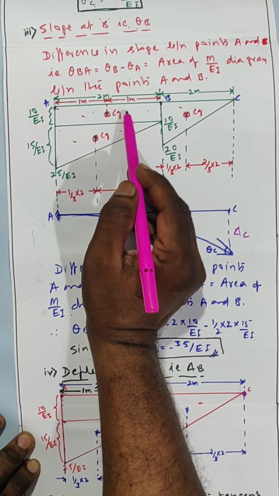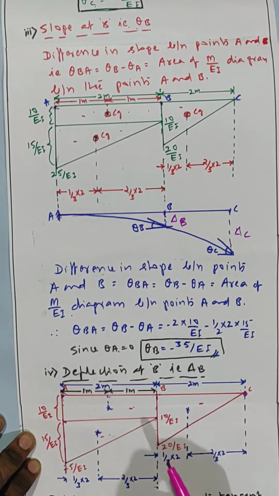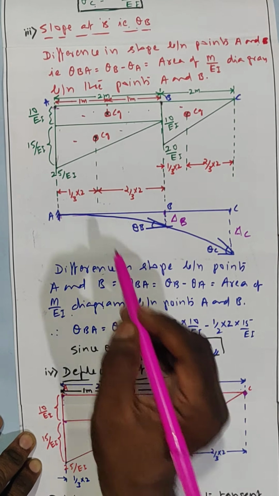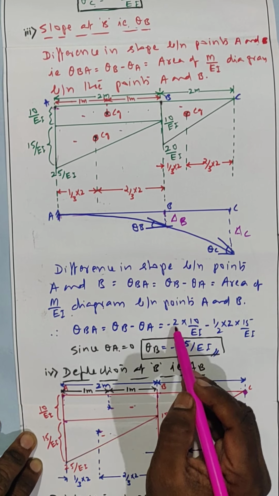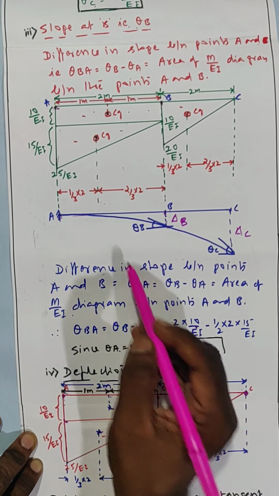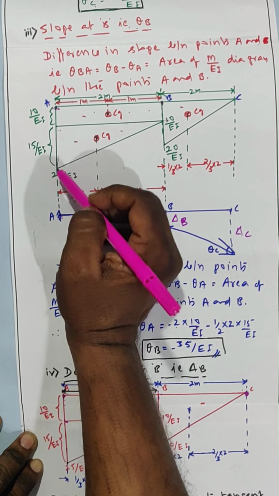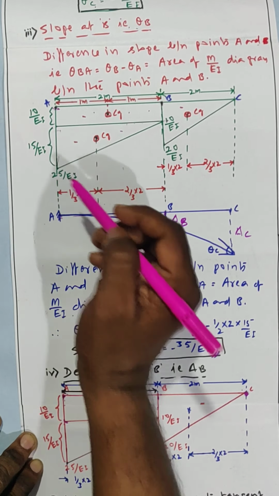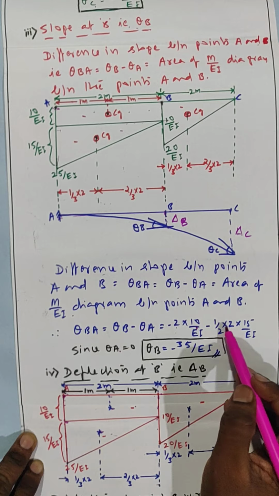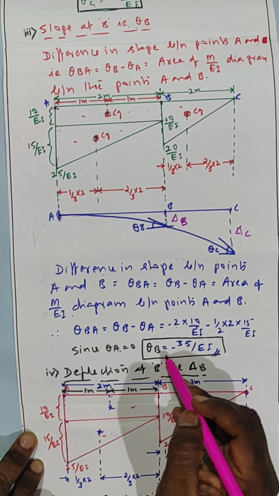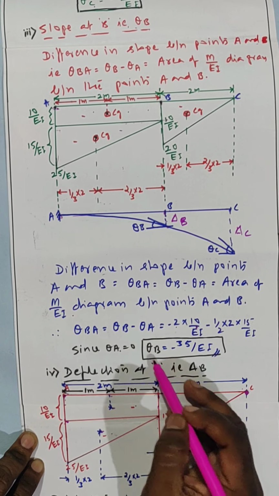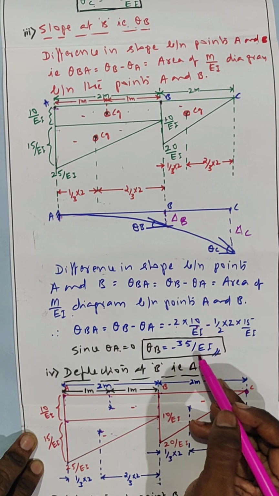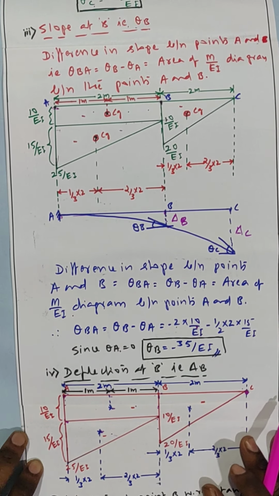Here the area is one rectangle and one triangle. See, what is the area? Rectangle area is 2 into 10 by EI, it is minus 2 into 10 by EI. Another is the area of this triangle, half into base into height, half into 2 into 15 by EI. I got, since theta A is 0, directly I am getting theta B equal to minus 35 by EI. I calculated slope at 2 points.